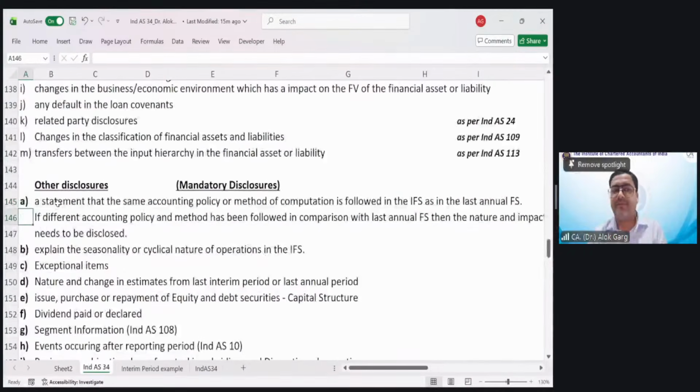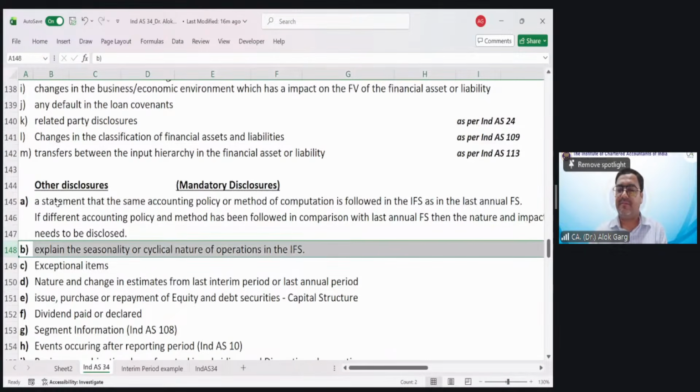Okay, right? If there is any change in accounting policy or any method of computation, or any change in accounting policy or estimate in comparison with the last annual audited financial statement, then that change in accounting policy needs to be disclosed. Otherwise, you just need to write a statement that the accounting policy for the interim period ended June 30, 2026 is the same accounting policy that was covered in the last annual financial statement for the year ended 31st March 2026. That's all. Okay. Is that clear?